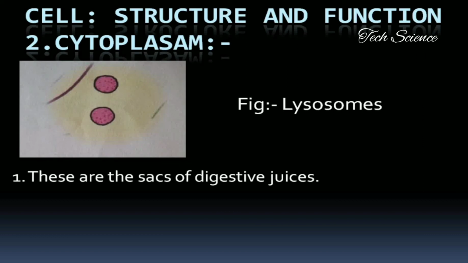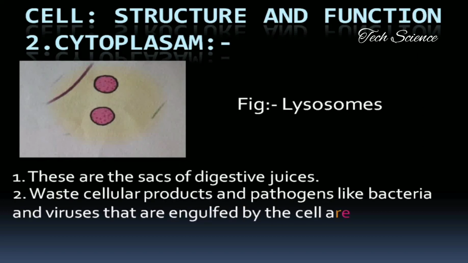What does this mean? When the cell has waste cellular products like pathogens, maybe bacteria or viruses that are engulfed by the cell, of course such things are to be digested, and such waste cellular products can be digested by these lysosomes. That's why they are called the suicide bags of the cell. So this is the main function. Lysosomes contain some chemical substances that help in digestion. This is the function of the lysosomes.